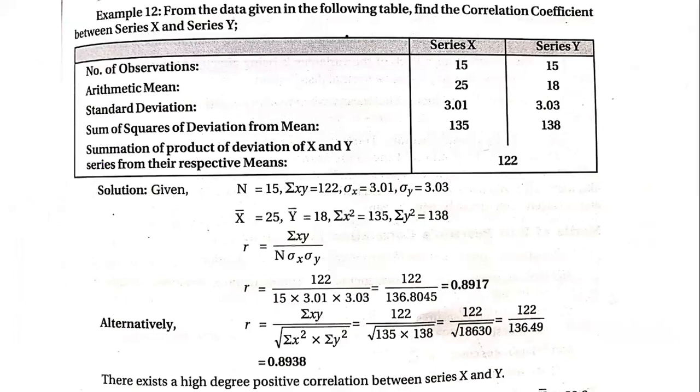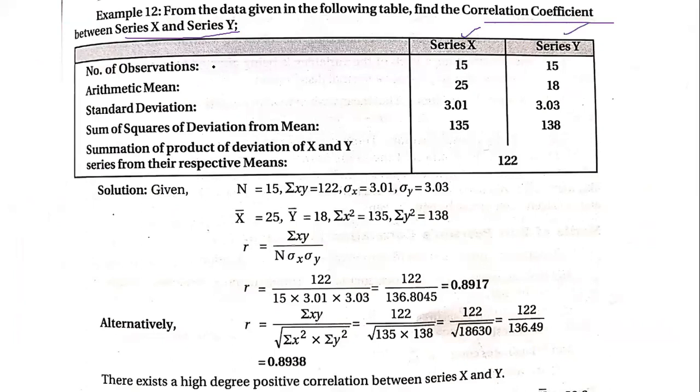Okay, now we'll go to the next problem. This is a very simple problem here. They have given us all the data. We just have to see what data is required to solve the problem. From the data given, we have to calculate the correlation coefficient between series X and series Y. So there are two series, series X and series Y.